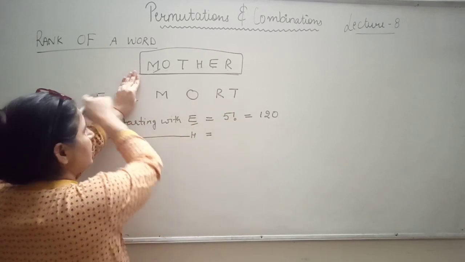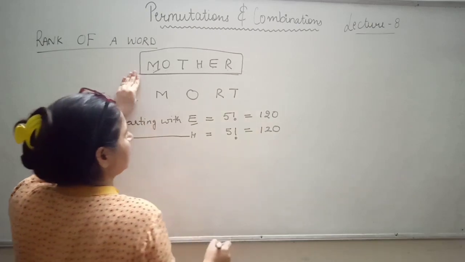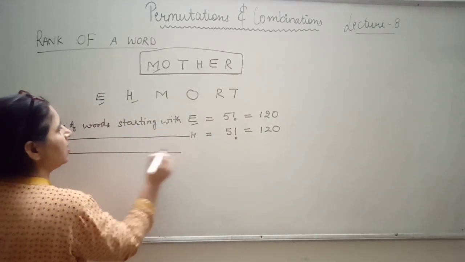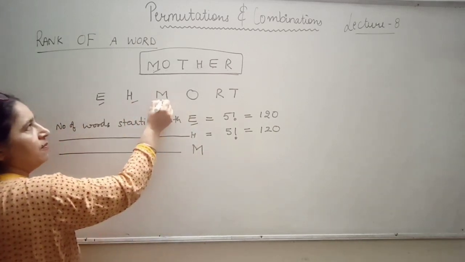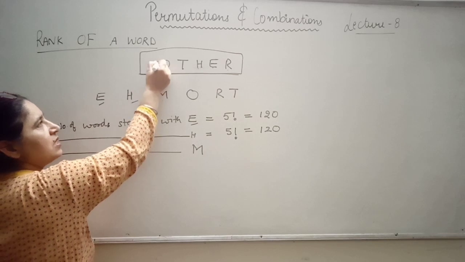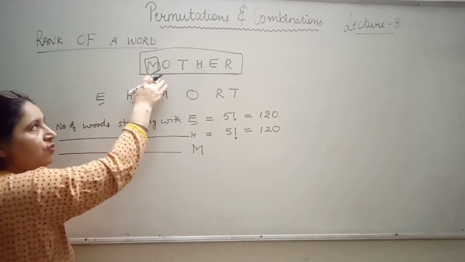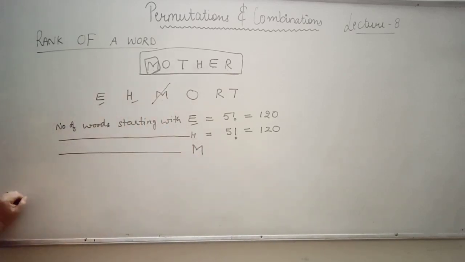4 are here. 1 is here. 5 factorial. So this is again 120. No letter is repeated. Okay. So now number of letters which are starting with M. Now M, whatever is the position of this letter M in our word, we have got that position, so that's why I'm going to cancel it.